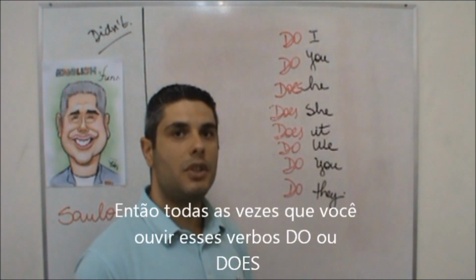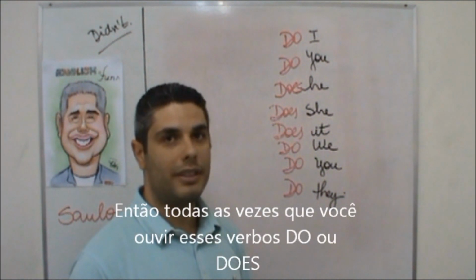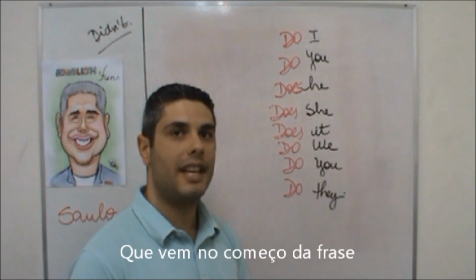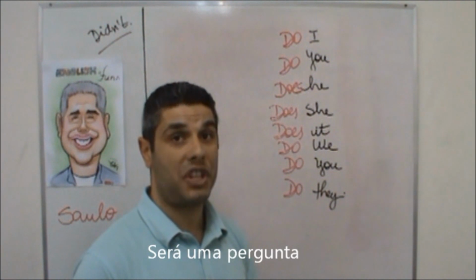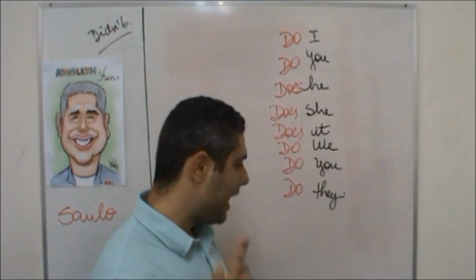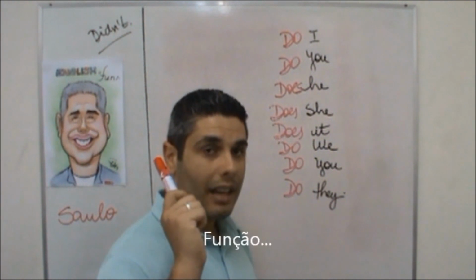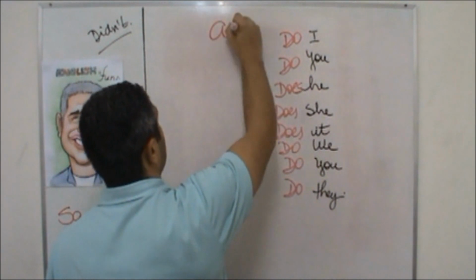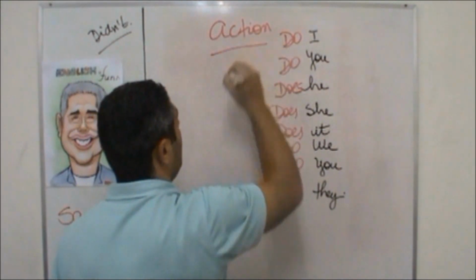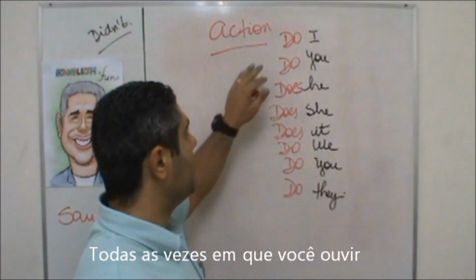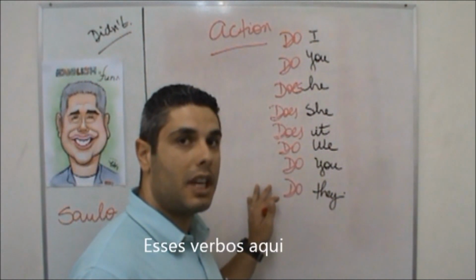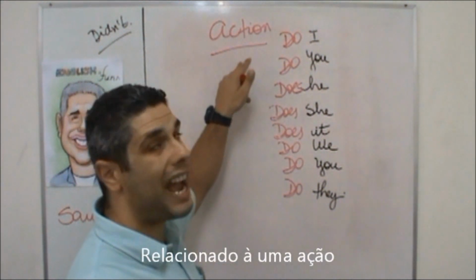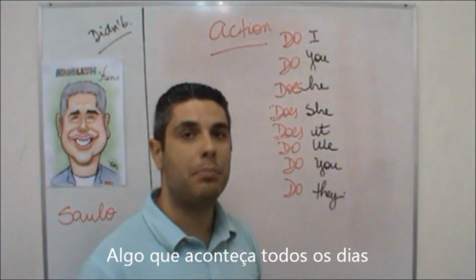So every time you listen to this verb do or does that comes before the subject, in the beginning of the sentence, it's going to be a question. So you already know that's a question. And this function is for an action, okay? Every time you listen to these verbs in the beginning of the sentence, it means a question related to action, okay? Something that happens every day.